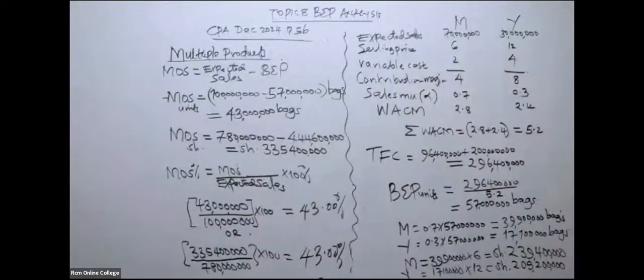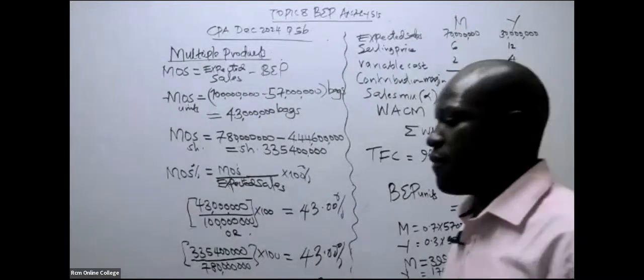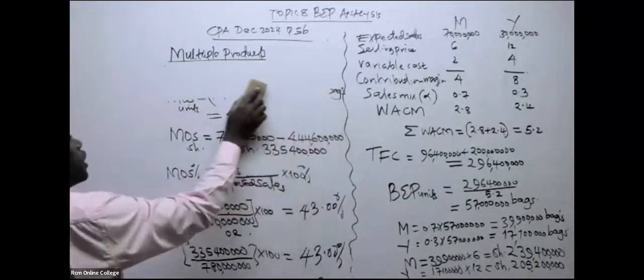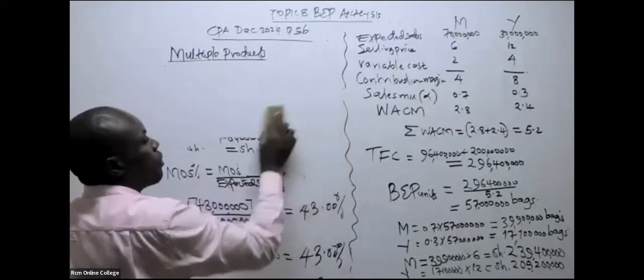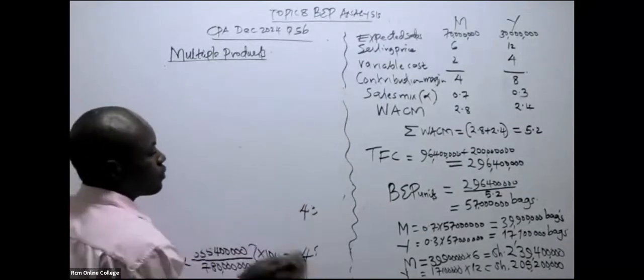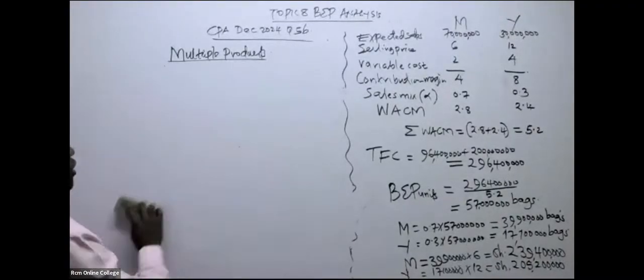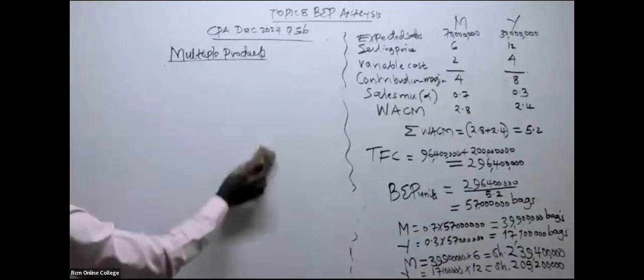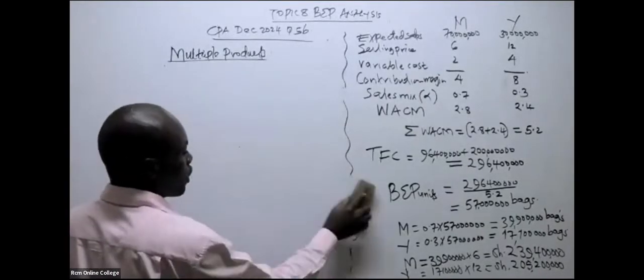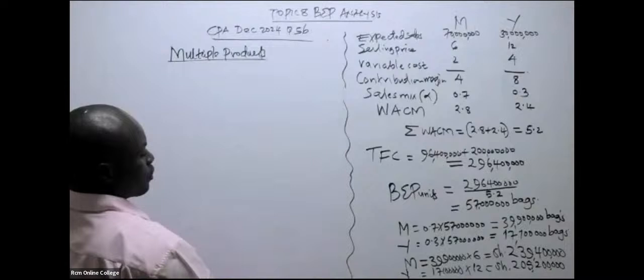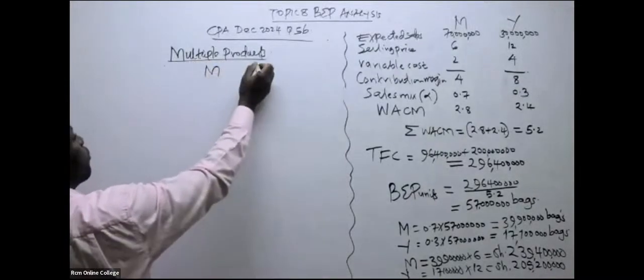Good. I want us to introduce something that we dealt with under single product. That is expected profit. If I'm given expected profit, will I be able to get the break-even point? If I'm given expected profit, or if we interfere with the sales mix ratio, will I be able to get the same thing? So I want to just explain something about this sales mix ratio. That is product M, product Y.